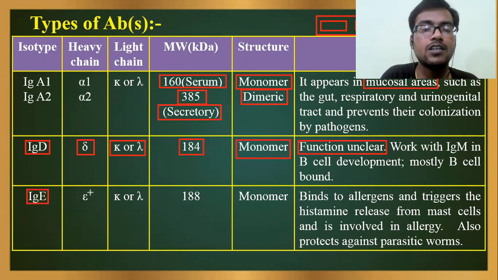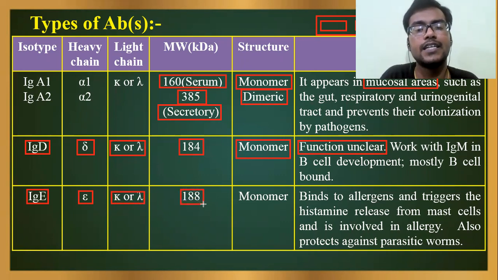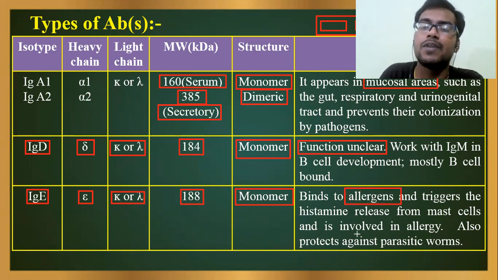E for epsilon. The heavy chain of the IgE antibody is epsilon. The light chain is either kappa or lambda. The molecular weight of the IgE immunoglobulin, or antibody, is 188 kilodalton. It is found in the blood serum in a monomeric structure that binds to the allergens and triggers the histamine release from the mast cell.